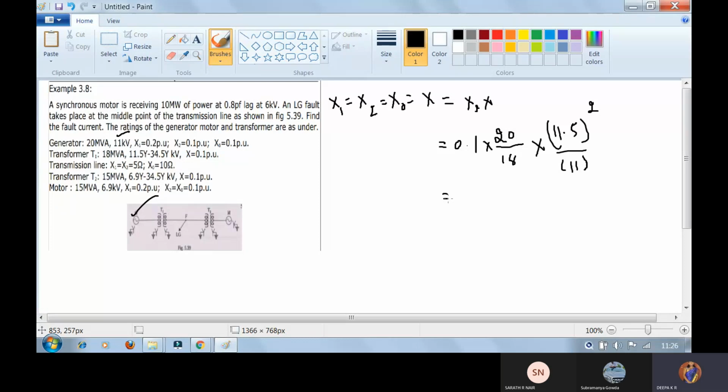0.1 into 20 divided by 18 into 11.5 whole square divided by 11 whole square. Simplify and give me this answer. Sharat, what is the answer? 0.12. Yes, very good. 0.12 per unit. So this is with respect to transformer 1.